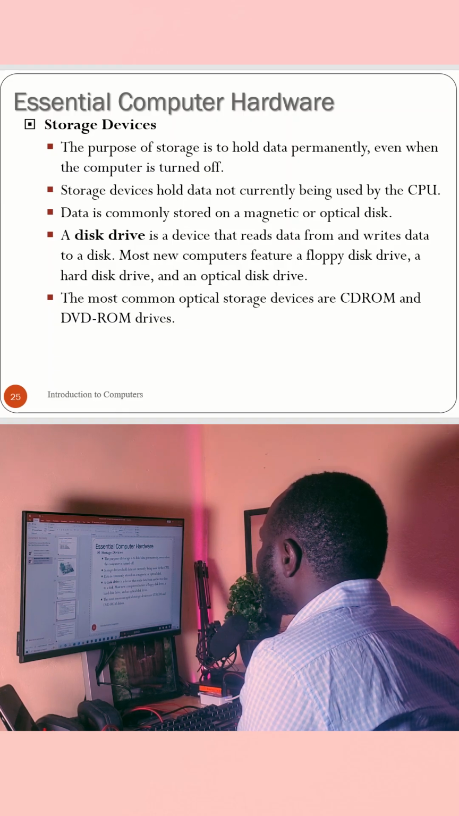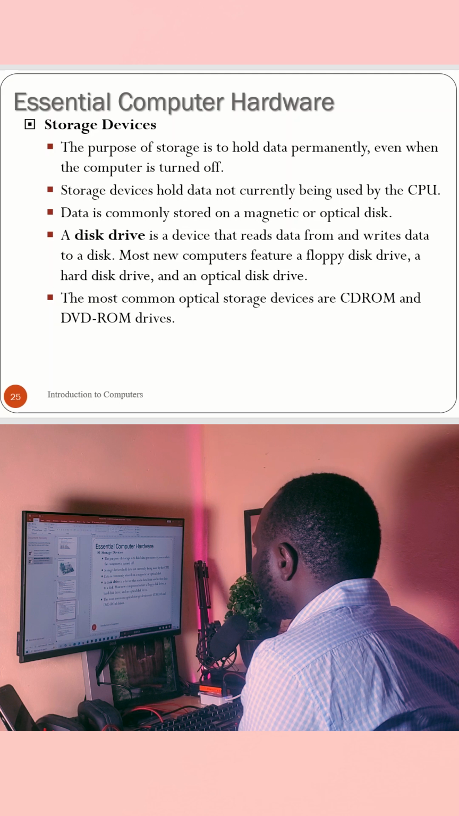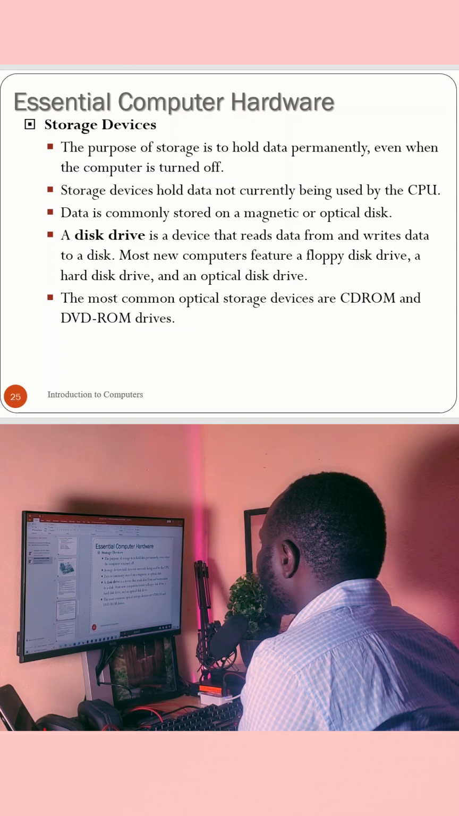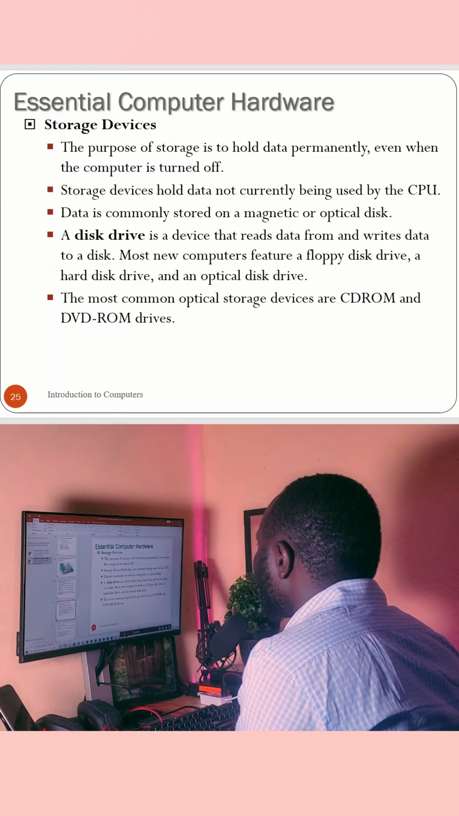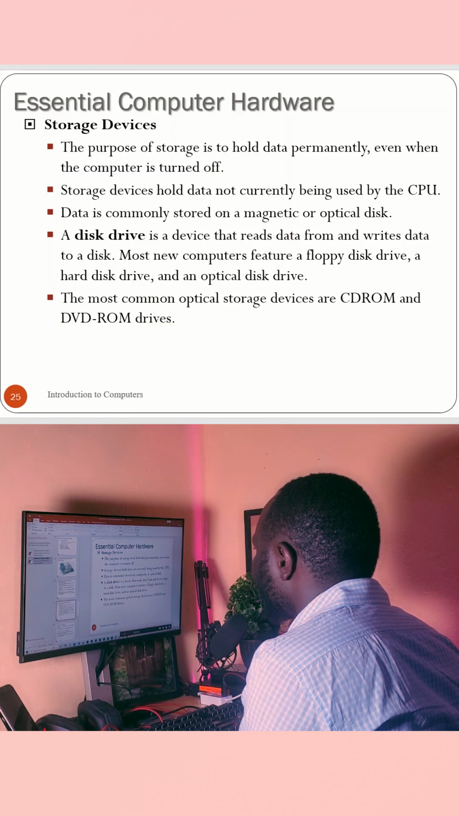Data is commonly stored on a magnetic or optical disk. A disk drive is a device that reads data from and writes data onto the disk. Most new computers feature floppy disk. By the way, by the time of compilation of these notes, it was some few years back. That's why you're seeing floppy disk appearing at this point, but if you're looking at recent computers, there's no floppy disk drive on the most recent computers. That is kind of ancient.